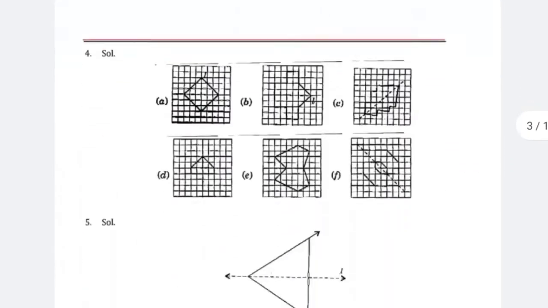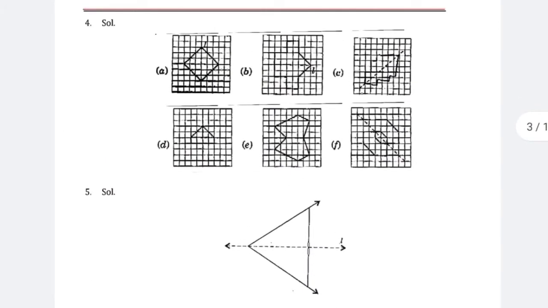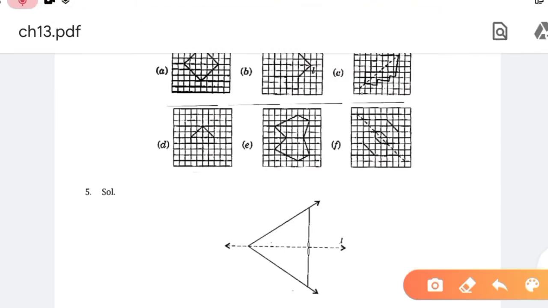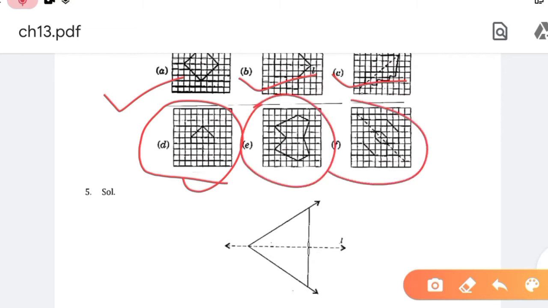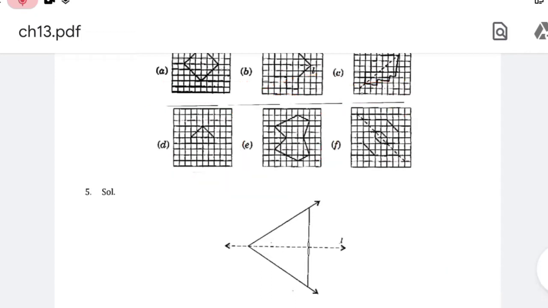Let's see the answer. Here the solution of figure A is this. The solution of figure B is this. The solution of figure C is this. Now the solution of D, the solution of E and the solution of F. We have to draw the same figure on the opposite side of the line.